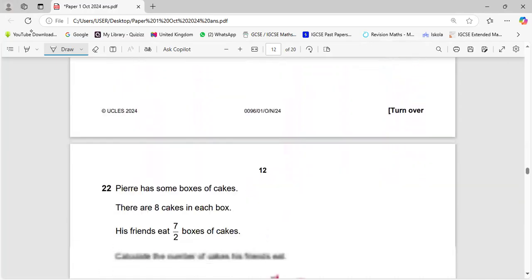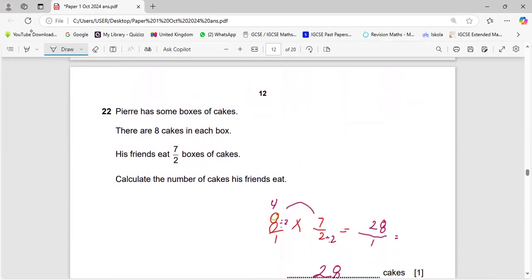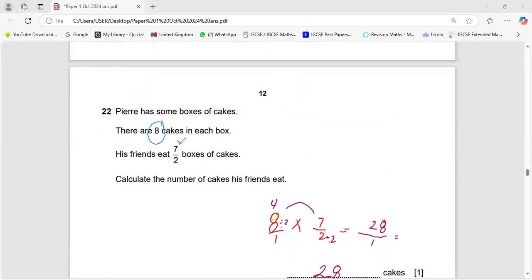The next question, 22. In question 22, we have some boxes of cake. There are 8 cakes in each box. Repeated again, repeated multiplication. The meaning of multiplication: how to do multiplication if you repeat. There are 8 cakes in each box, and his friend has 7 over 2 of the cakes. Calculate the number of cakes his friend has. How to make it, because we already have 8 cakes in each box.